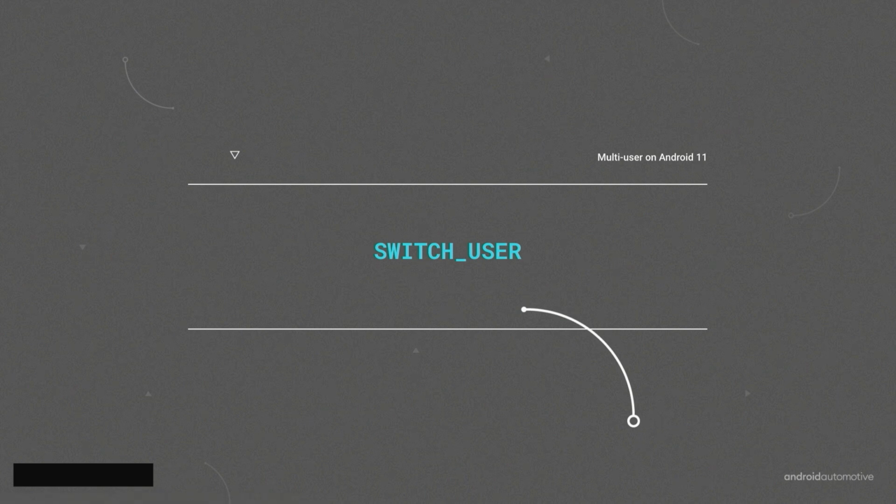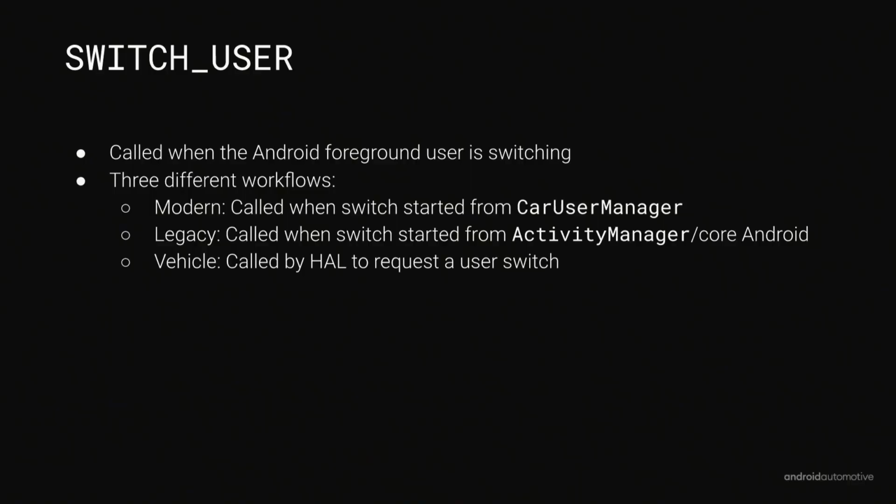Now the next one, which I would say is the more important one, is the switch user. So the switch user is called when the Android foreground user is switching. So let's say you start the car as user 10, and the user might go to the button to say, oh, I'm going to switch user to my wife or something. That they select a different user, and the Android has to switch this user.